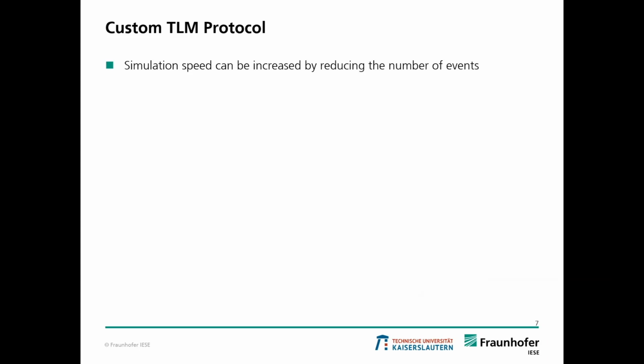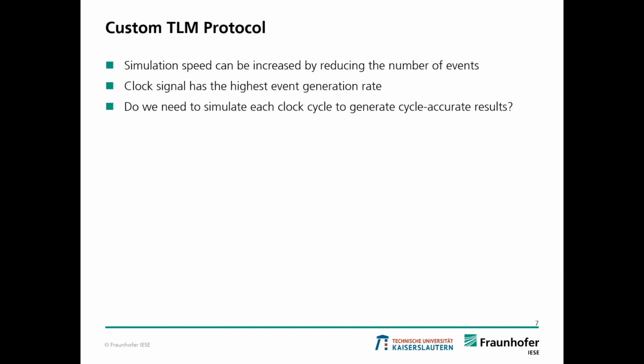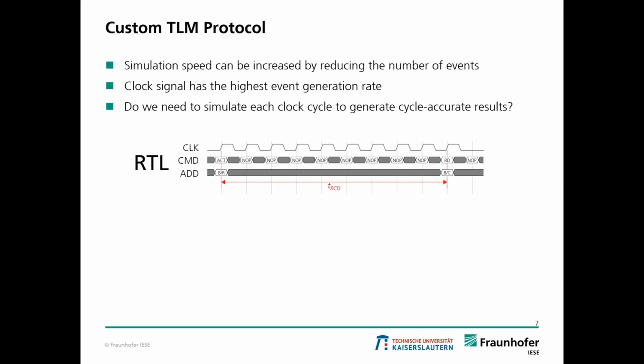Simulation speed can usually be increased by reducing the number of events. And in an RTL simulation, of course, the clock signal has the highest event generation rate. And the question for DRAMs is, do we really need to simulate each and every clock cycle to generate cycle accurate results? And the answer is obviously no.